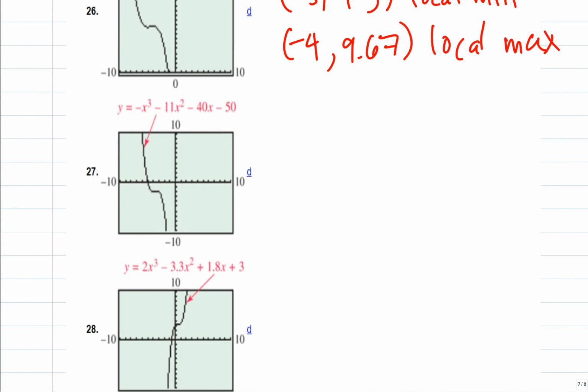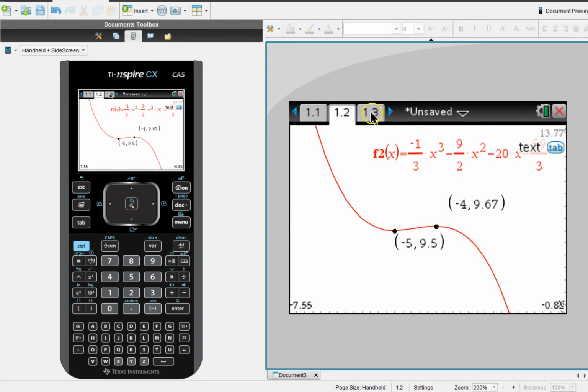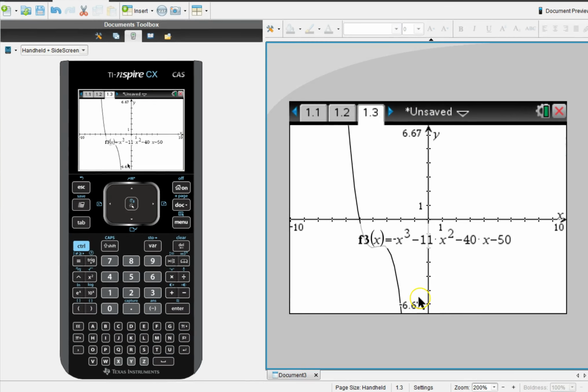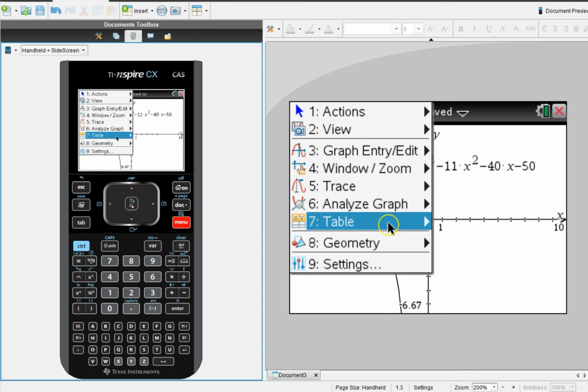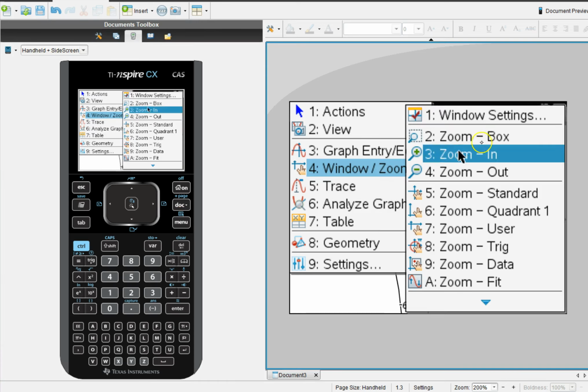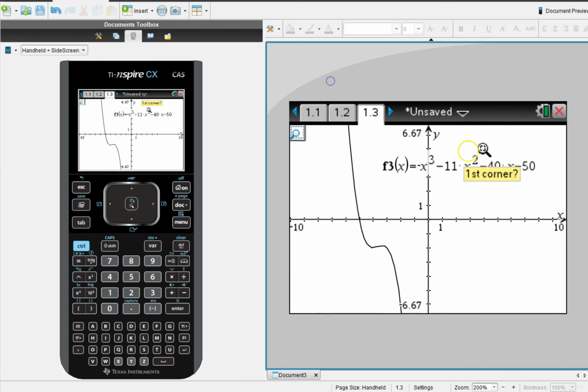Type this into our calculator. I've already done that. Put it on the third one. Okay? This should look just like the one did. Once again, I can see where it dips down, dips up a little bit. On the TI-83, 84, it's a little harder to see. What are we going to do? Zoom into the window or box.